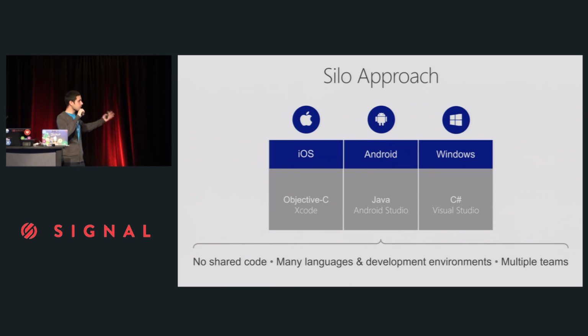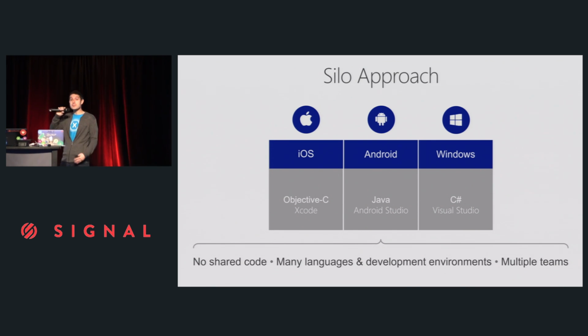Now, the silo approach is what a lot of development teams are doing. They're building it 3 times, with 3 different languages, 3 different test cases, integrating the feature 3 different times. This gets very expensive really fast, with multiple people managing it. You have all these different environments.